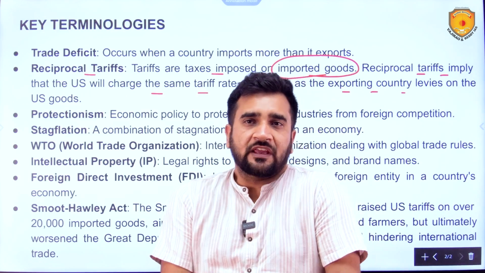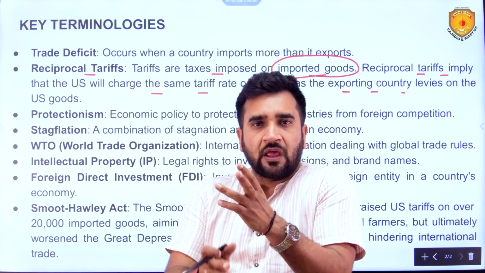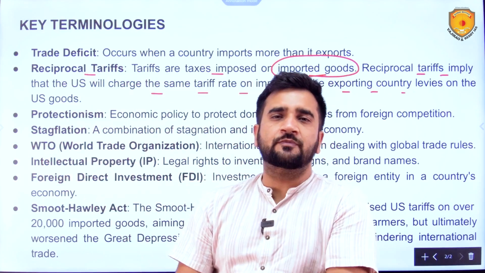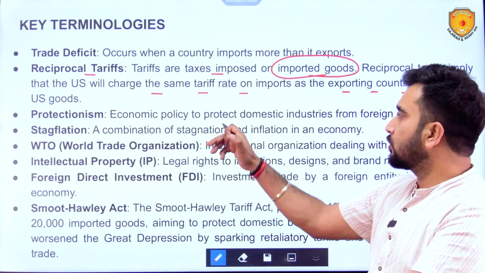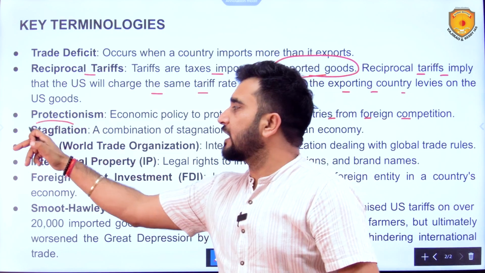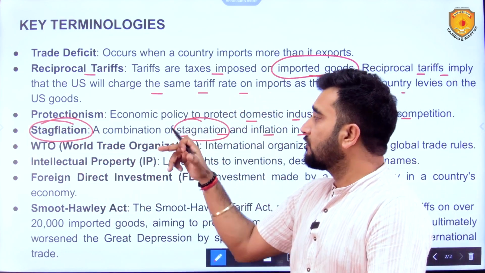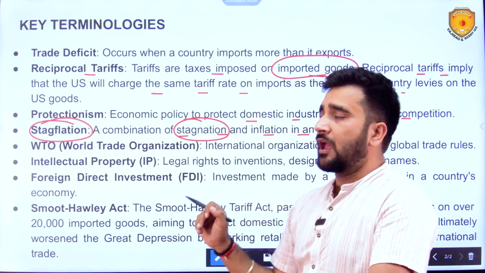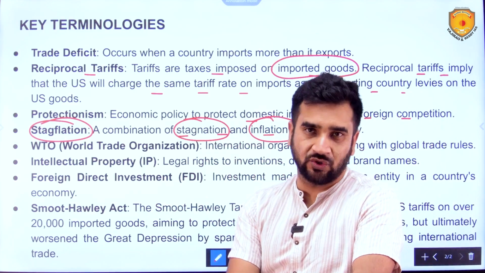Protectionism. We can protect our country, like USA is imposing tariffs, so USA is entering into protectionism. India was already into protectionism because it is believed that India traditionally levies very high tariffs. It is the economic policy to protect domestic industries from foreign competition. Stagflation, a combination of stagnation and inflation. Stagnation is where economic growth has slowed down coupled with inflation. So that is expected to happen in USA.